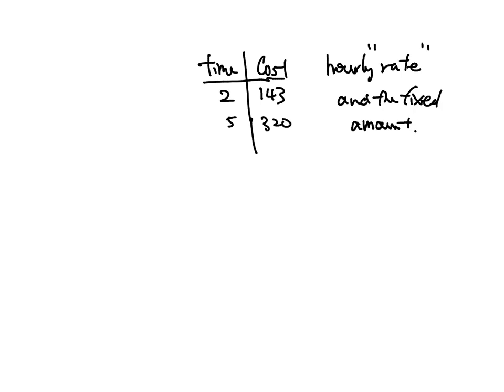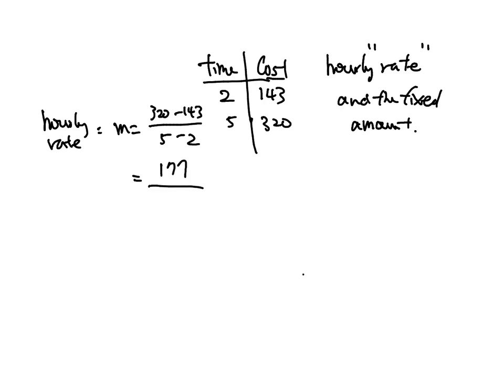Okay, so let's go ahead and figure out what the hourly rate is. That's just basically our slope. I'm going to use 320 minus 143, y2 minus y1, over 5 minus 2. Okay, so the calculator says 320 minus 143 is 177, divided by 3. And that gives me 59. Which means the hourly rate is $59 an hour.